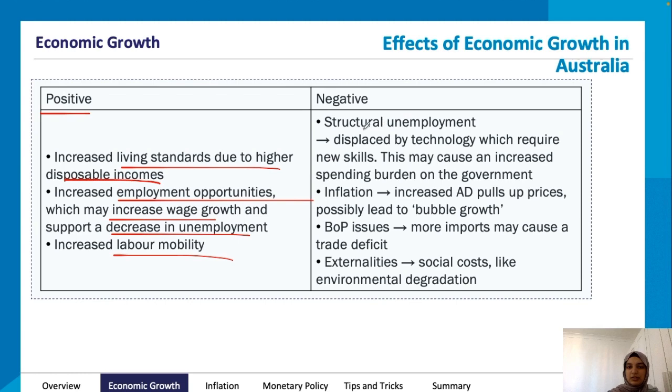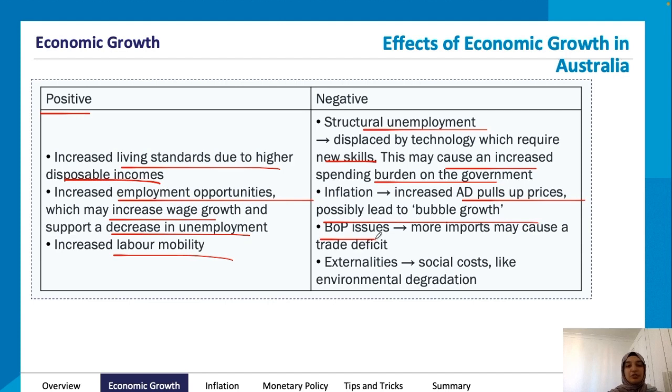Structural unemployment, so displaced by tech, which requires new skills. So this may cause an increased spending burden on the government, which is something that needs to be considered as well. Inflation, so increased aggregate demand pulls up prices and possibly leads to bubble growth.